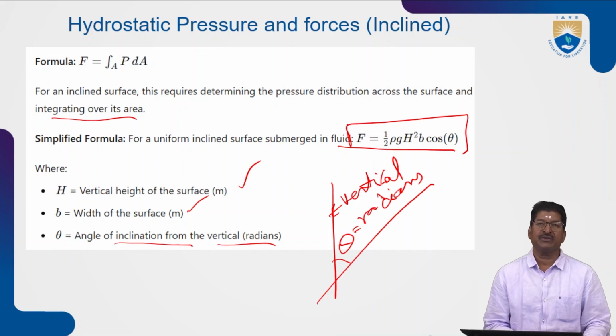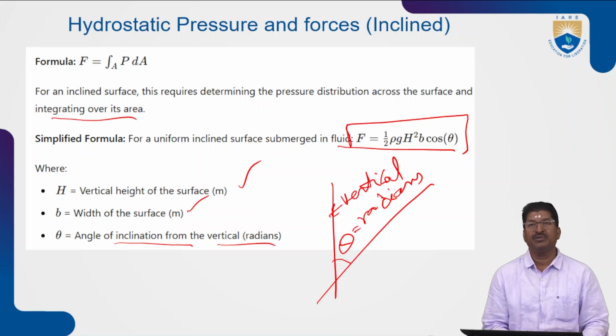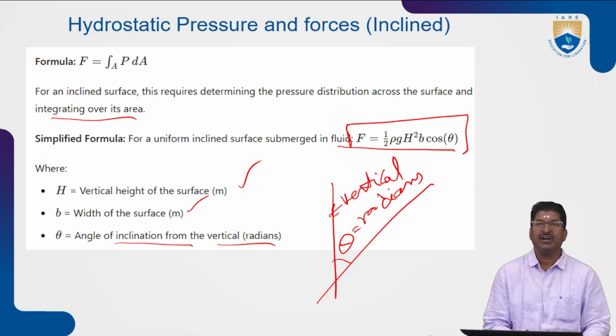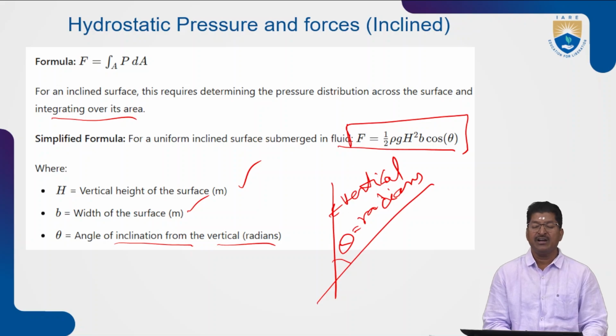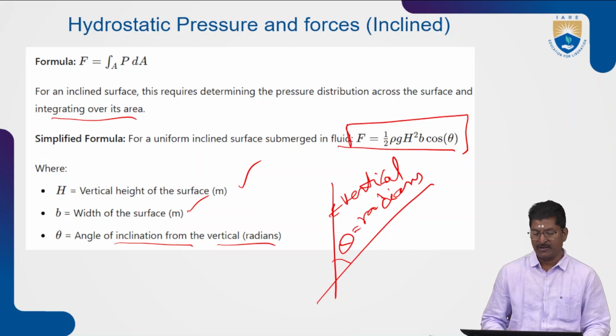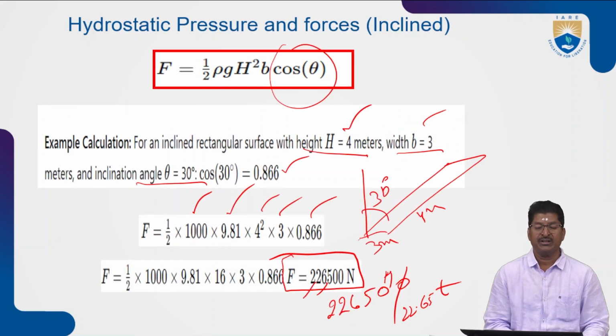So the formula is F is equal to integral of P dA. If you evaluate this, F is equal to half rho g H squared b cos theta, where rho is the density of the fluid, g is the acceleration due to gravity, capital H is the height of the surface, b is the width of the surface, and theta is the angle of the inclined surface with the vertical in radians. So this is F is equal to half rho g H squared b cos theta.